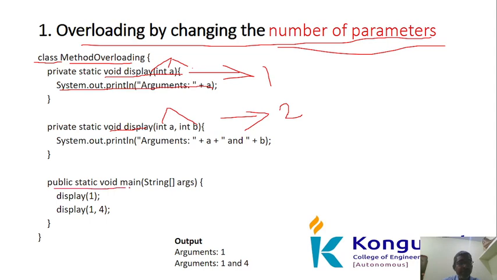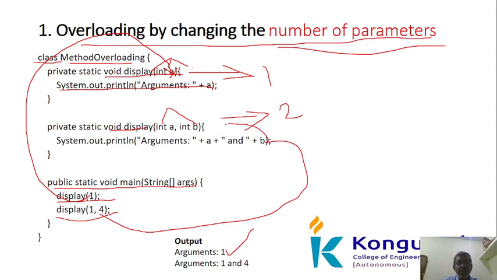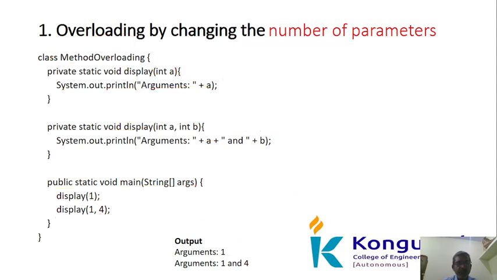Next one is the main function, public static void main. display(1) means that this value has been passed to the first method, so the value 1 is assigned to a, and we get the print of the argument, which is 1. Next one, display(1, 4). This value is passed to the second method, so for integer a the value 1 is assigned, and for integer b the value 4 is assigned. We will get the output as arguments 1 and 4. So the first way is changing the number of parameters.